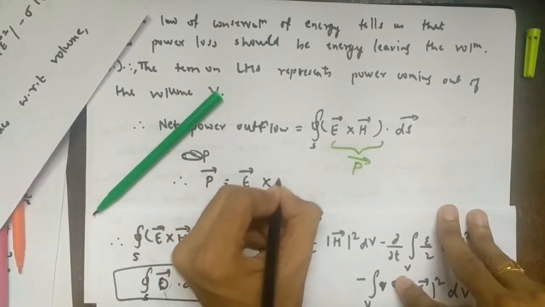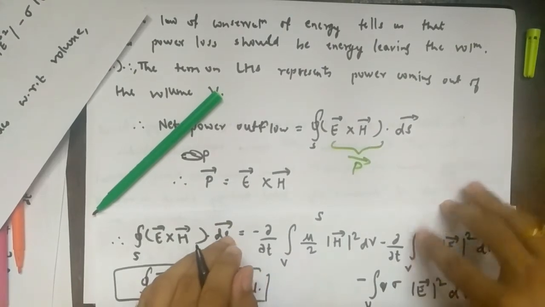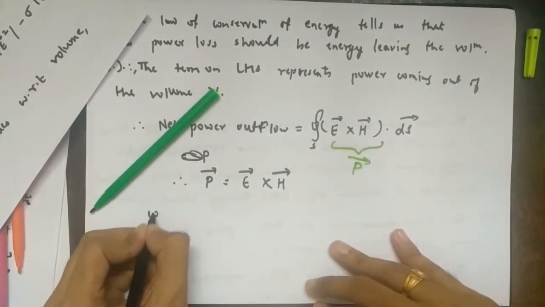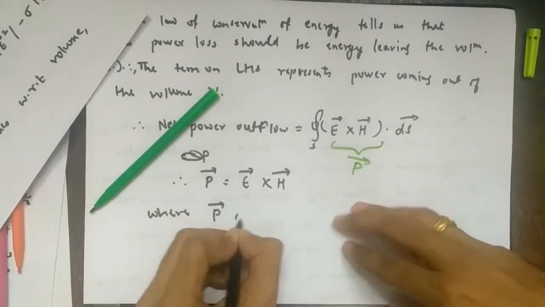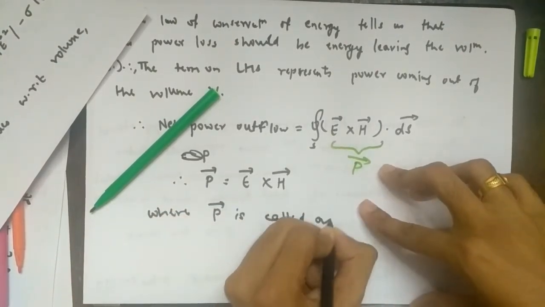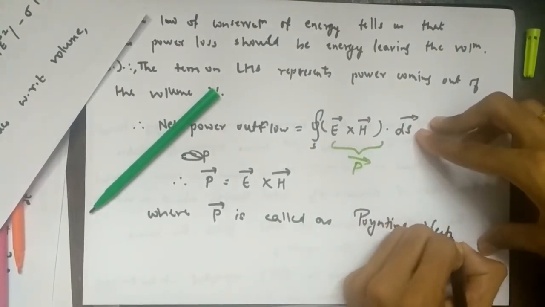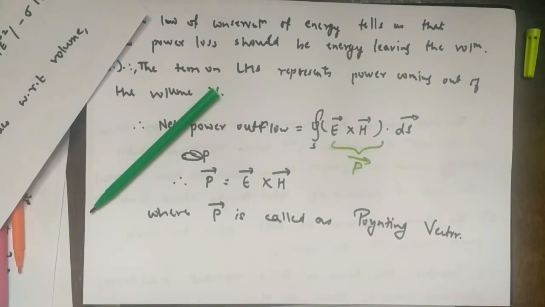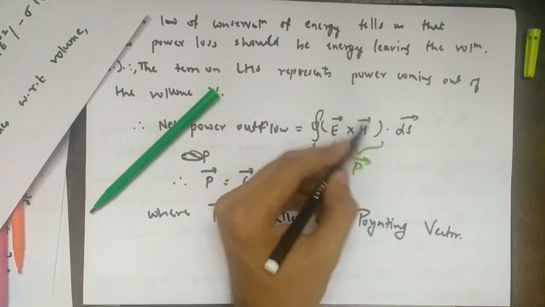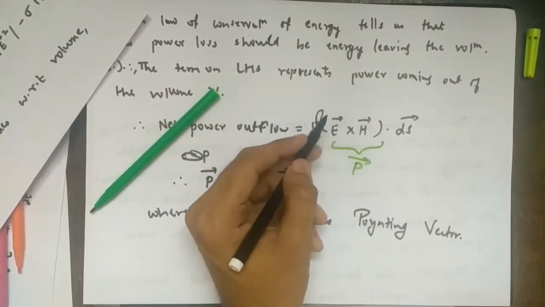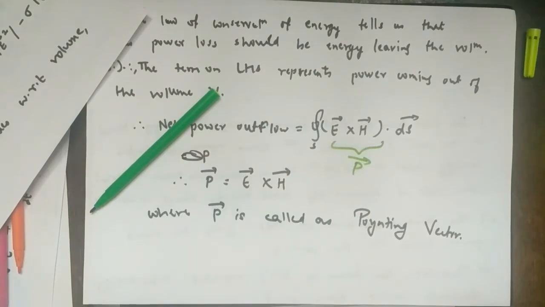So therefore P vector is E vector cross H vector, right? And what is this P vector? P vector is called the Poynting vector. And it gives the power density at any point on the surface, right? So that is what this integral represents. And this theorem is called the Poynting theorem.